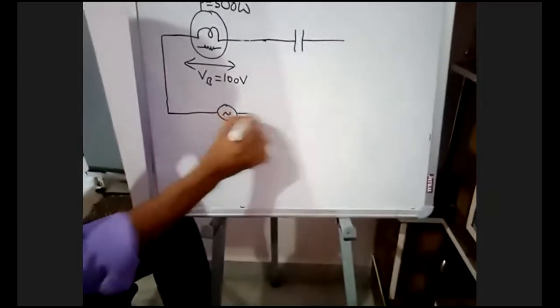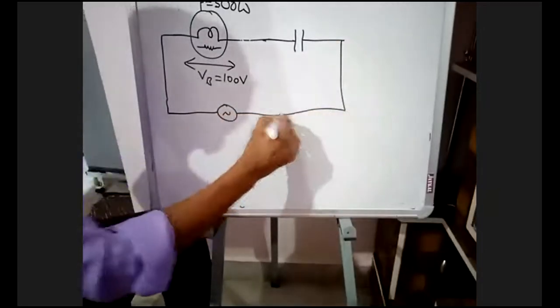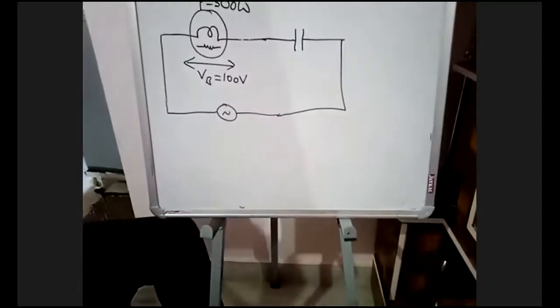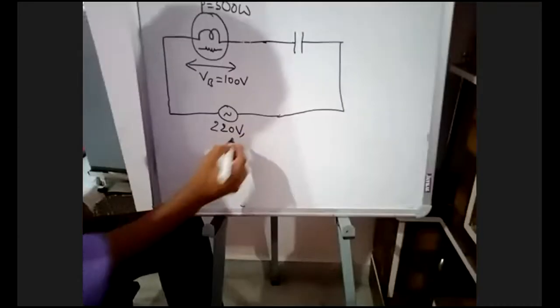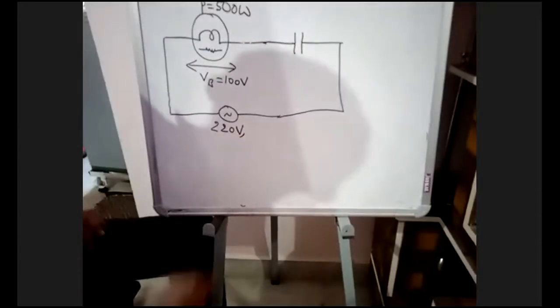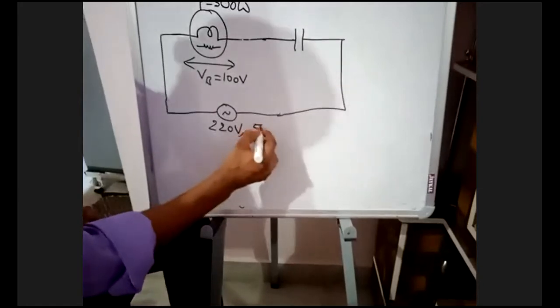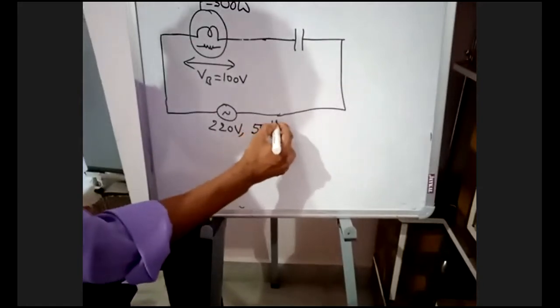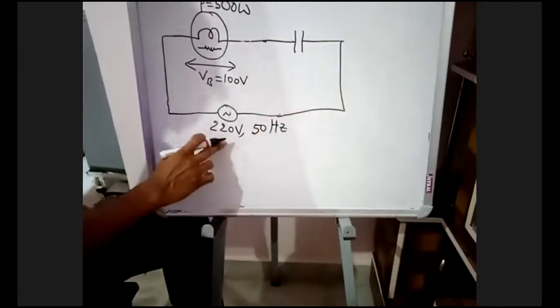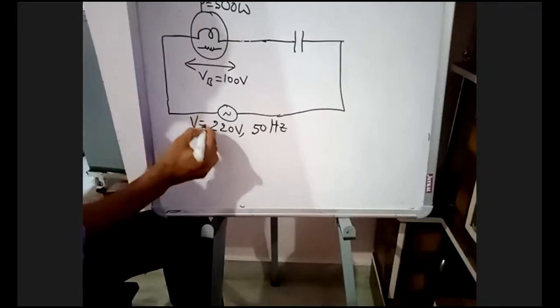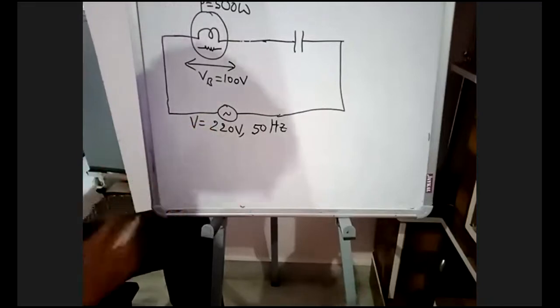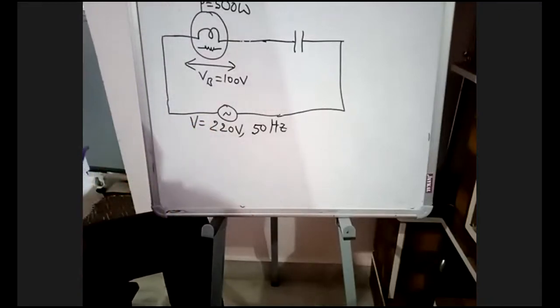And they are connecting across how much voltage? 200 volts. Change it to 220 volts. In the answer, they have taken 220. In the problem in question, take it as 220 volts. In the problem, they have given 200, change it to 220 volts. 220 volts, 50 hertz supply.